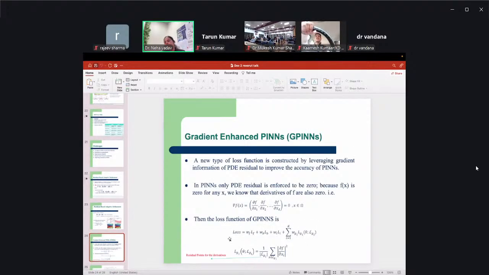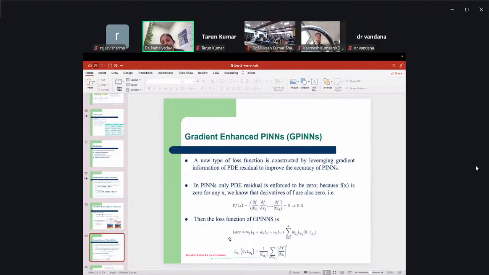And nowadays, as I said, this is a very demanding field, and a lot of researchers are working on improving the standard PINNs. So we can find several variants of PINNs: GPINNs, XPINNs, variational PINNs, and many others.